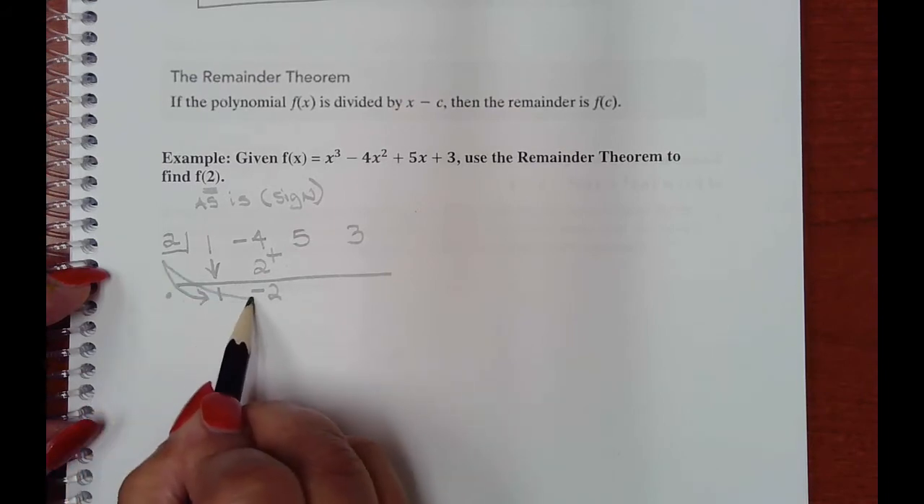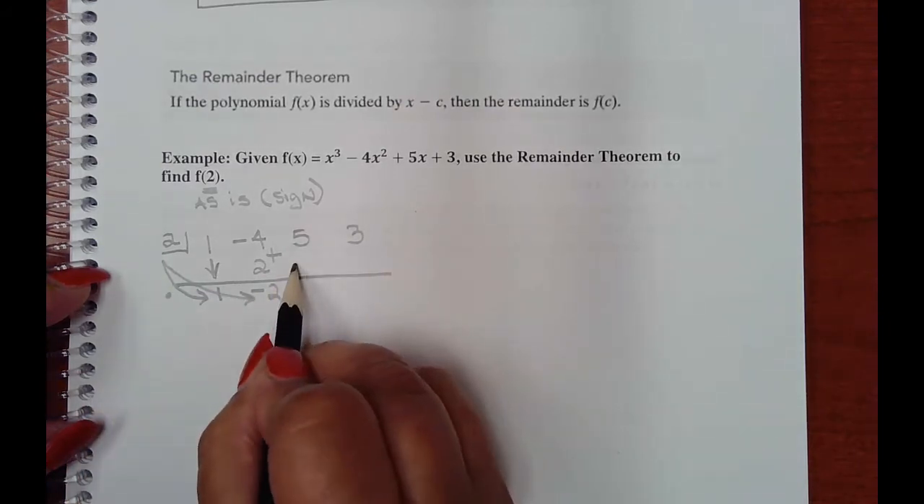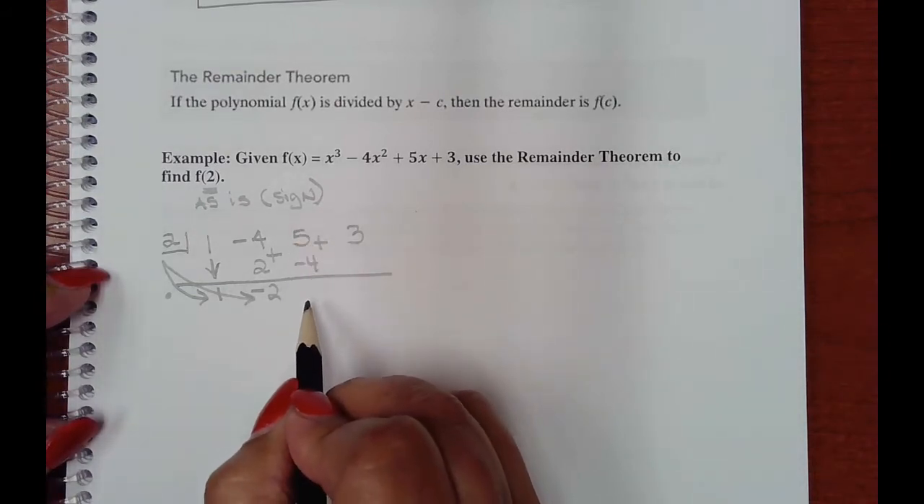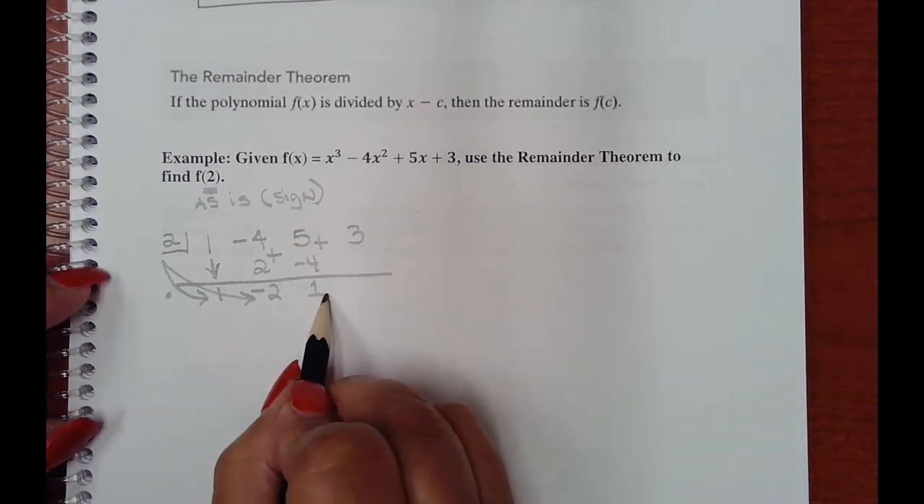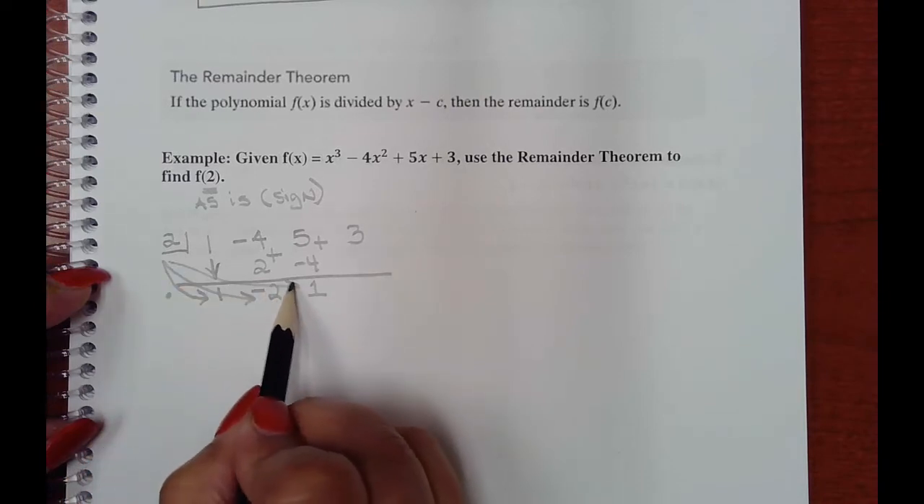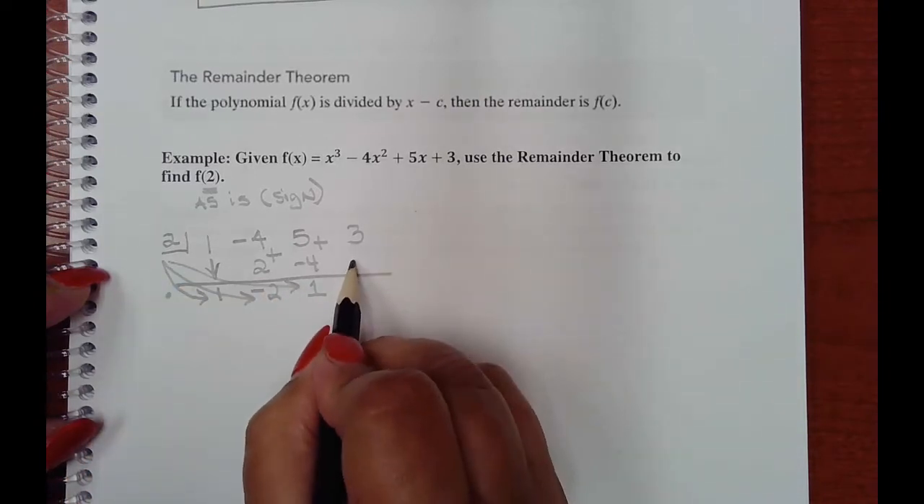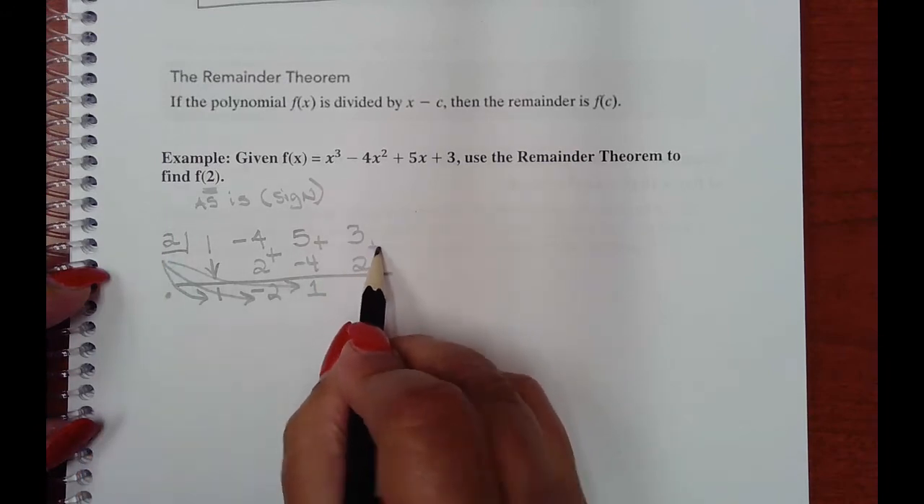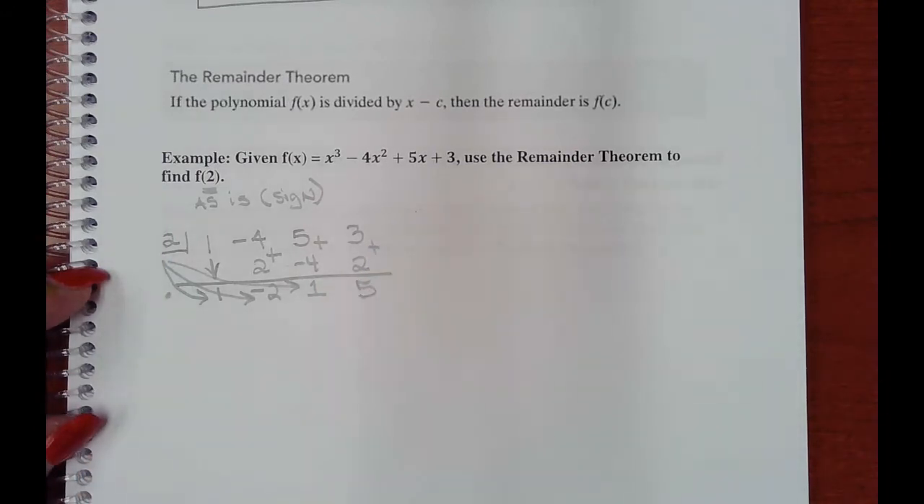Then it's 2 times negative 2, which is negative 4, and combine. Then it's 5 combined with negative 4. That would be a 1. We're going to multiply by 2 again. And this would be 2 times 1 is 2. Bring it up there and combine.